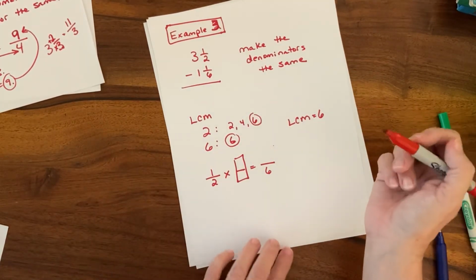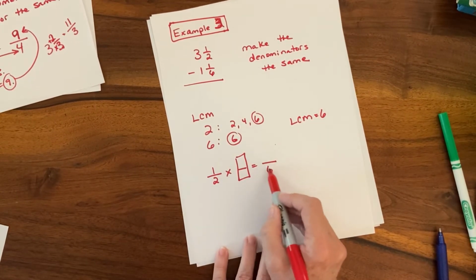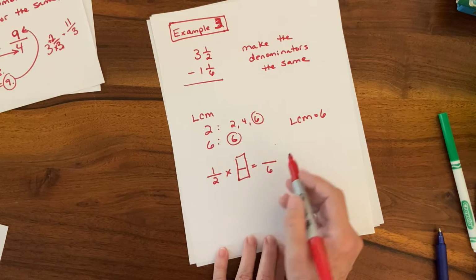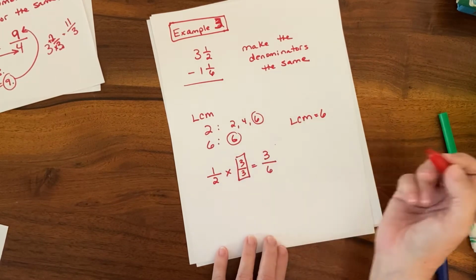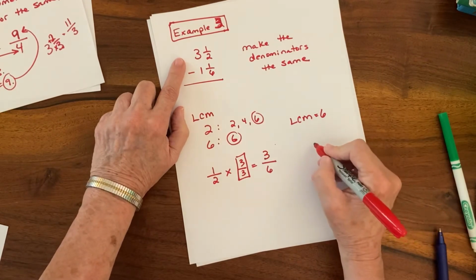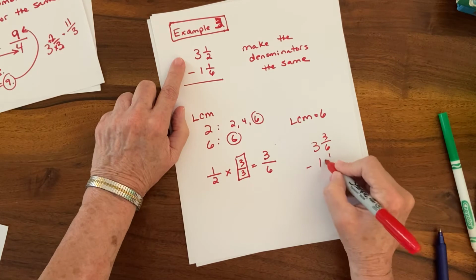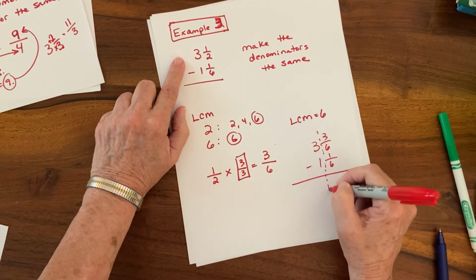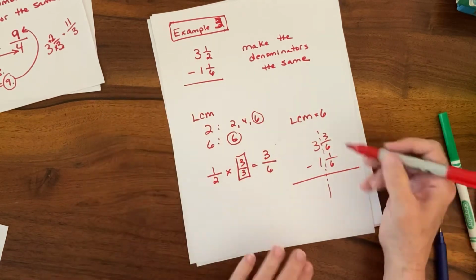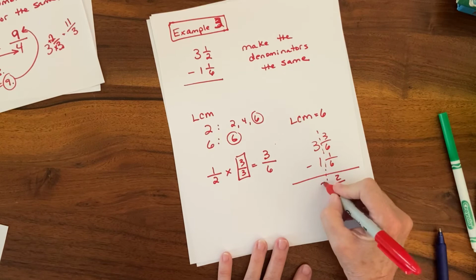But you can. Okay, so I know I'm going to write my fraction times box equals, and then my new denominator over here. 2 times what equals 6? 3. Okay, so let's rewrite my problem here. 3 and 3/6 minus 1 and 1/6. And I like drawing a little dotted line between my whole numbers and my fractions. 3/6 minus 1/6 is 2/6. 3 minus 1 is 2.